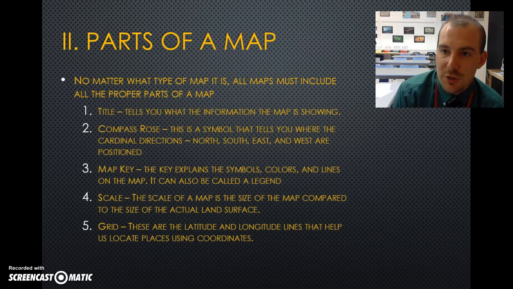A map key or a legend, some people call it either, and this explains the symbols or colors, lines on the map. This is going to help us with any types of maps that utilize symbols or any types of colors, lines. It's going to help us understand what those actually mean. The scale is very important as well. The scale is going to tell us what the map is actually compared to the actual size. So it might say 1 inch equals 10 miles. That's going to give us the proportion of what the map's actually covering. And then the grid, very important as well, is going to show us the longitude and latitude lines so we can help find locations, which we'll teach you how to do later.